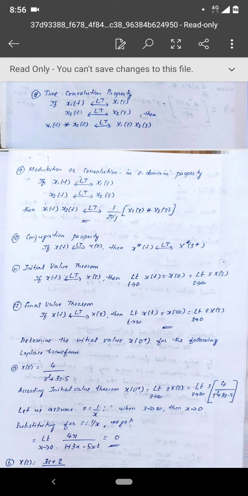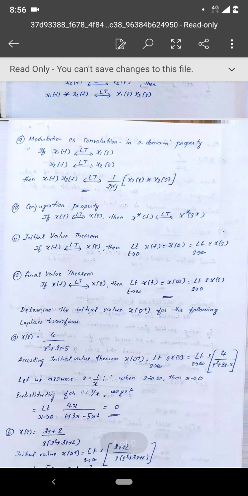Okay, so if x of t leads to X of s, then the limit of x of t as t tends to 0 is nothing but x of 0. x of 0 is the initial value, that is equal to the limit as s tends to infinity of s into X of s. That is the initial value theorem. The result is very important, and we'll apply these results in problems coming up.